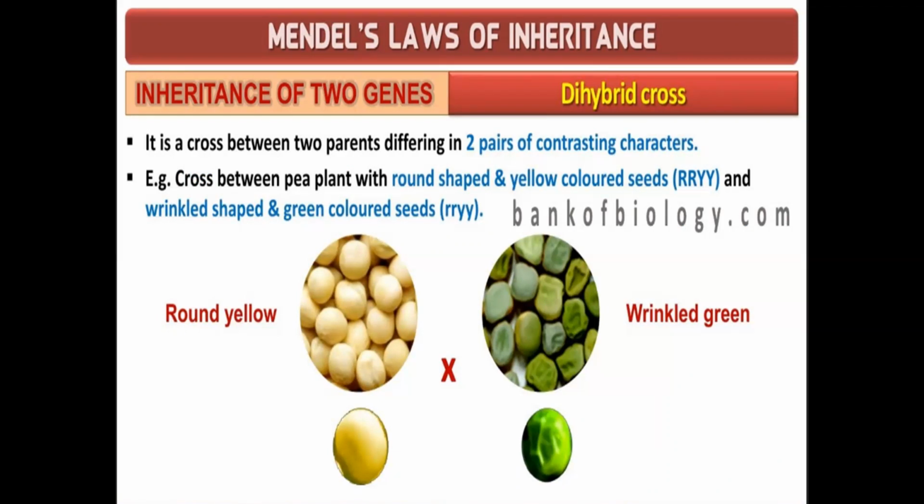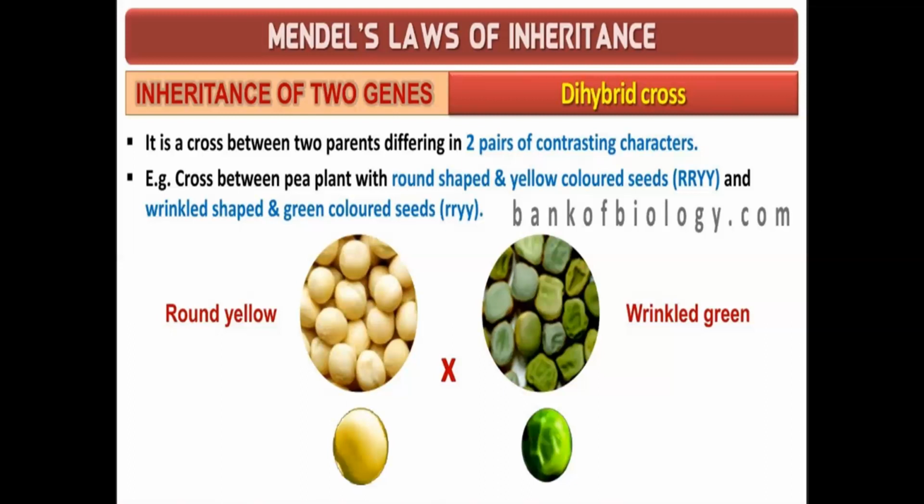Initially he started with only one character, tall and dwarf, or violet and white. But later he started thinking, why not study two characters at one time? So in this cross, two parents differing in two pairs of contrasting characters are studied at one time.